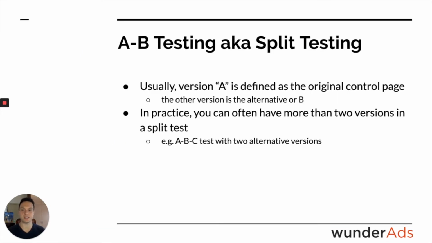The purpose of this is, I like to say, I'm not the expert, so you are not the expert, but your visitors are the experts, because ultimately it's up to your visitors to make that purchasing decision. And again, page A or version A is usually defined as the original control page, and the alternative, we call it B. In practice, you can also have more than two variations. So you can have a third variation, for example, and then you add the C to the notation here, an ABC test.